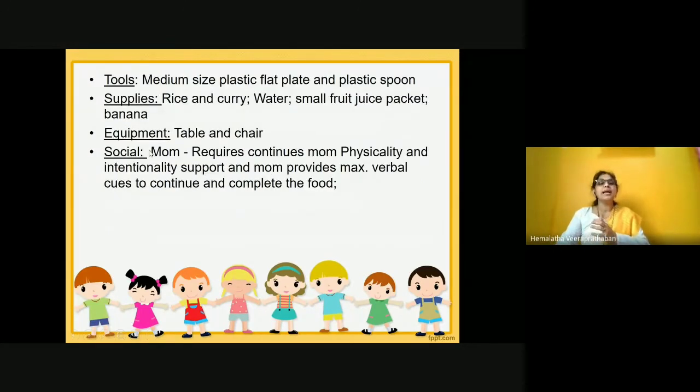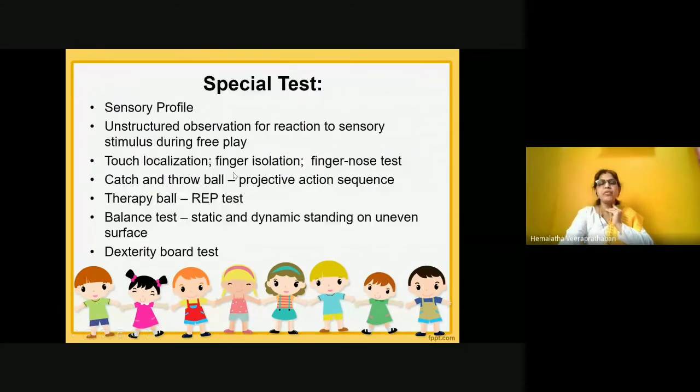And the tools, supplies, equipment, and social demands are these. She uses a medium-sized plate and plastic spoon, and supplies are rice, curry, etc. Equipment are table and chair, and the social partner is mom. Mom was giving more physical and intentional support to make the task complete and more organized.